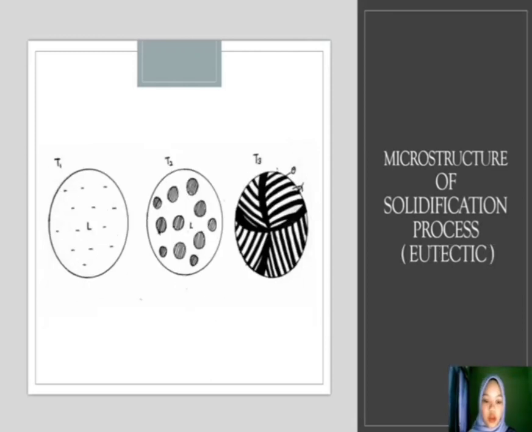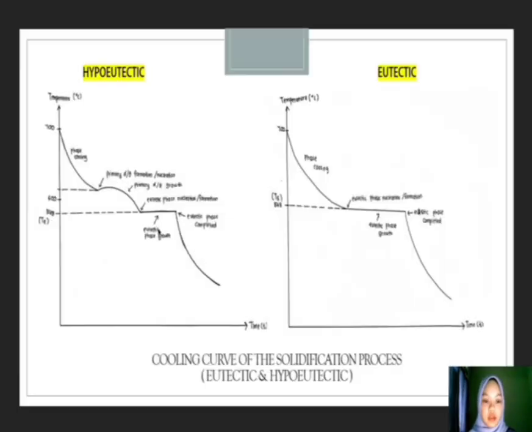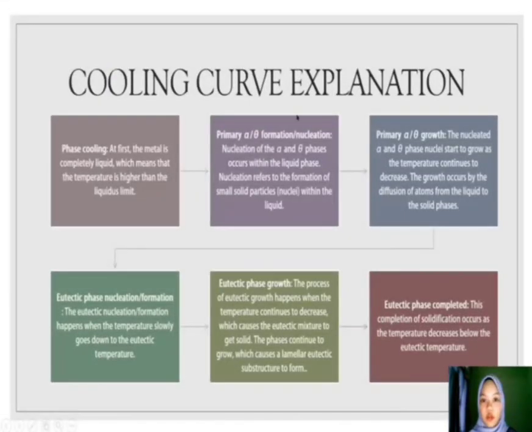Those microstructures have a lamellar structure because they are in eutectic phases. And this is the cooling curve. It may be somewhat different for hypoeutectic, which has primary alpha theta formation and primary alpha theta growth. So this is some explanation for the cooling curve. We have phase cooling, primary alpha theta formation, primary alpha theta growth, eutectic phase nucleation, eutectic phase growth, and eutectic phase complete.